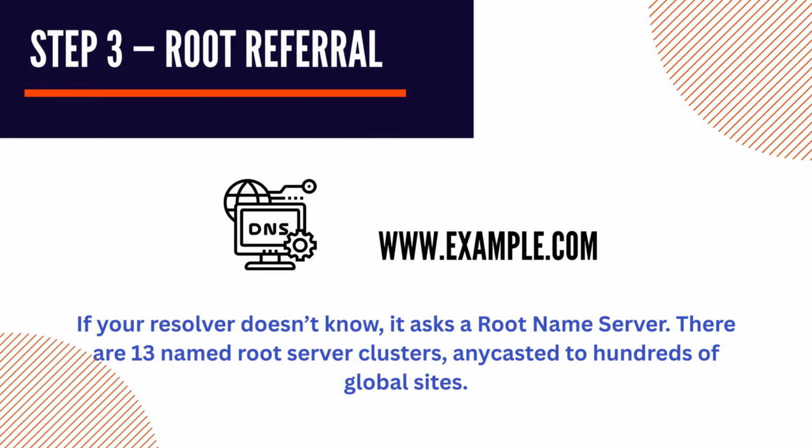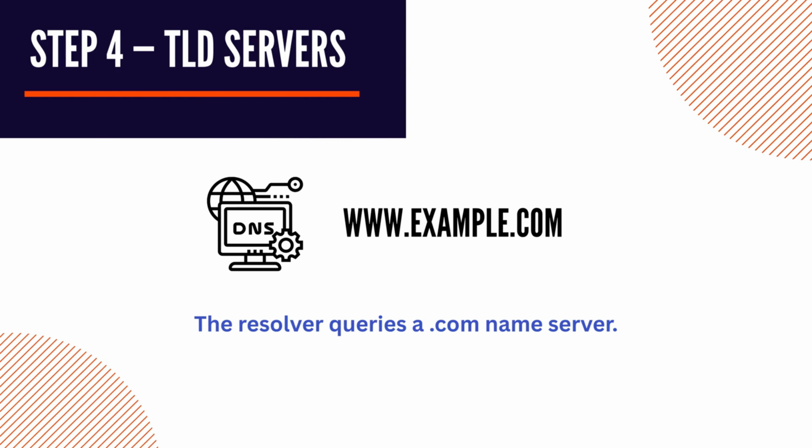Step 3, root referral. If your resolver doesn't know, it asks a root name server. There are 13 named root server clusters, anycasted to hundreds of global sites. The root doesn't know www.example.com, but replies, go ask the .com librarians. Step 4, TLD servers. The resolver queries a .com name server. That server says the authoritative librarians for example.com are over there.